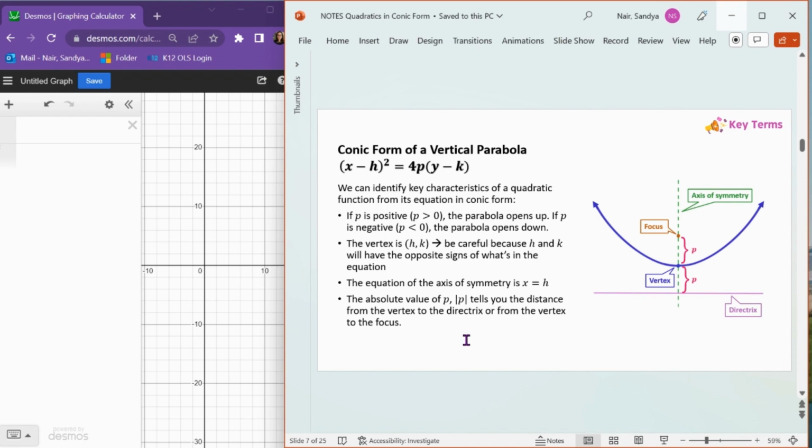The vertex will be located at (h, k), and here we have to be careful because h and k will both have the opposite signs because both h and k are being subtracted in the equation. So we'll have to switch the signs of both when writing the coordinates of the vertex. The equation of the axis of symmetry will be x = h because remember the axis of symmetry passes through the vertex. The absolute value of p will tell us the distance from the vertex to the directrix or from the vertex to the focus, because remember, those two distances are the same based on the definition of a parabola.